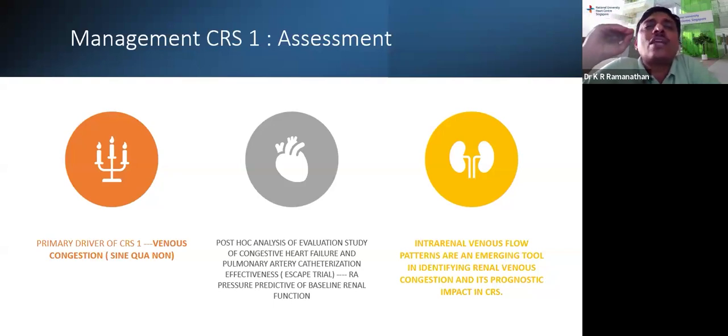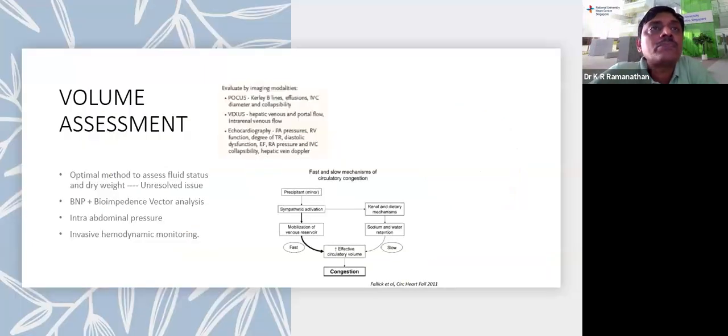Now, how are you going to evaluate these patients for both heart failure and kidney failure at the same time? That's something which is coming up in a big way in this field. I believe a lot of my talk on the next few slides will highlight how you try to balance monitoring these two organs while making sure that your patient improves. Things like intrarenal venous flow patterns are also becoming popular in identifying renal venous congestion, and people have looked at its prognostic impact in CRS type 1.